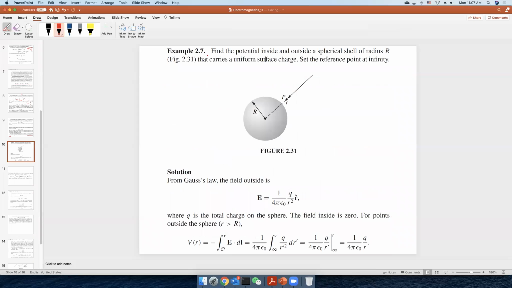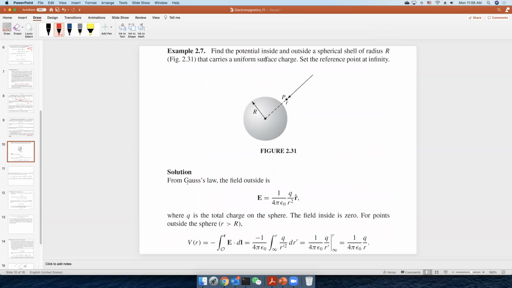Okay, now let's solve a problem together. Find the potential inside and outside the spherical shell of radius R that carries uniform surface charge. Surface charge. Set the reference point at infinity. By default, we set the reference point at infinity, which means the potential at infinity is 0.